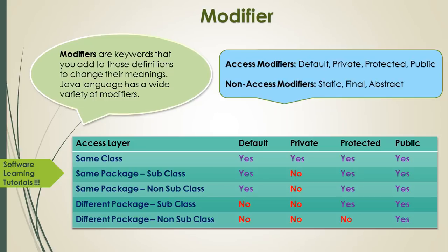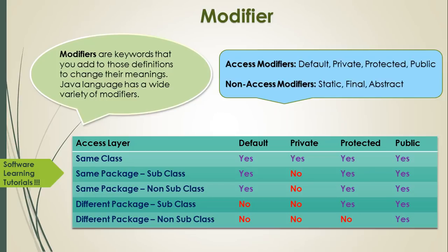So for the default one, you can use it in the same class. The default one can be used for the same package and the subclass, and the default one can be used for the same package and the non-subclass. Okay, as you go on to write the Java program, you will understand what a subclass is and what a non-subclass is for the package. But you cannot use the default one in a different package, right?